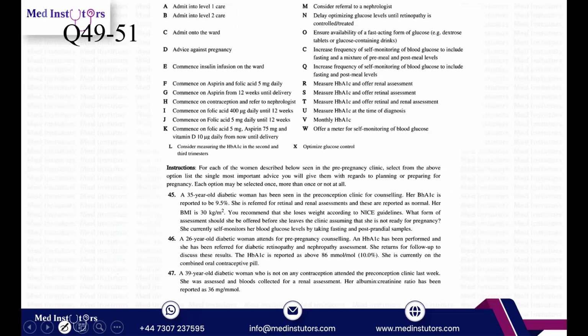Okay, next question. This is preconceptional care of diabetes. Can you all see it clearly or do you want me to zoom? I think you all can see it since no one is telling me to zoom in.